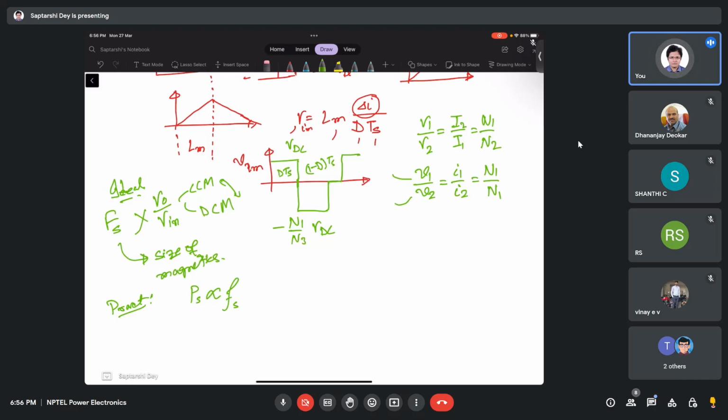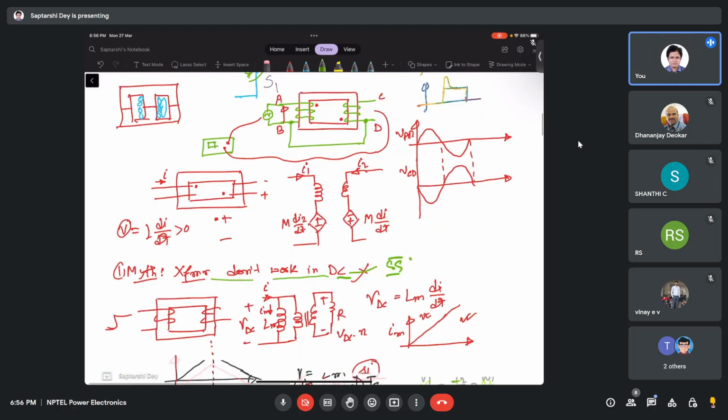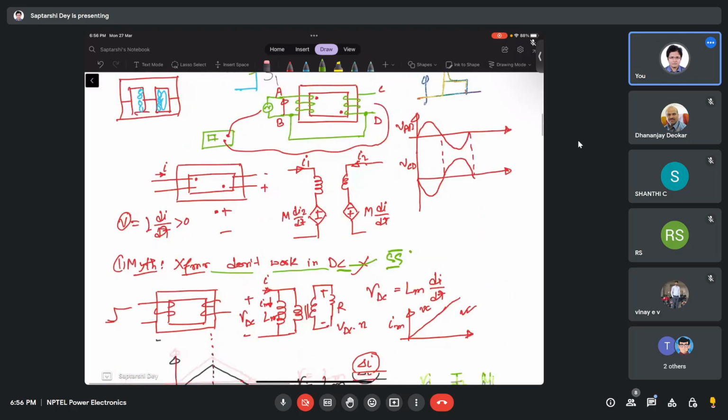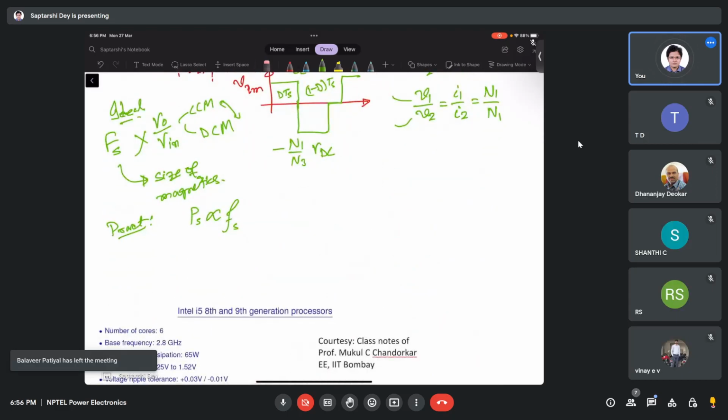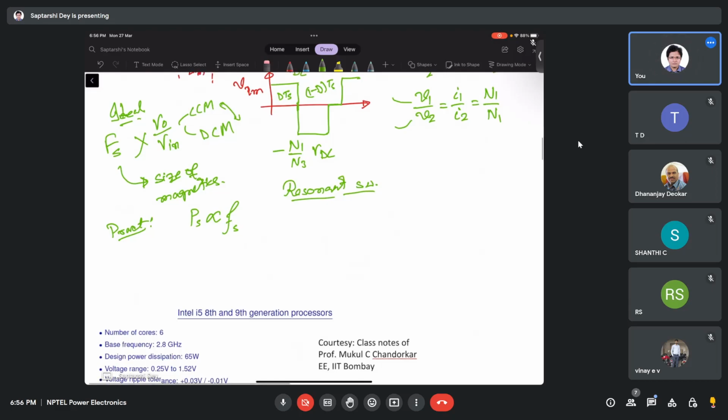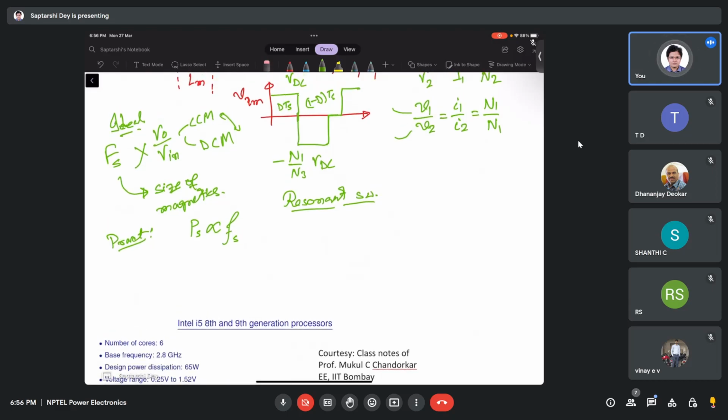So if you want to go for very high switching frequency, even our regular topologies are not suitable, or maybe regular ways of switching are not suitable. What we opt for is called resonant switching. We discussed it some time back, very briefly though, what resonant switching is and how it is used to reduce the switching losses.